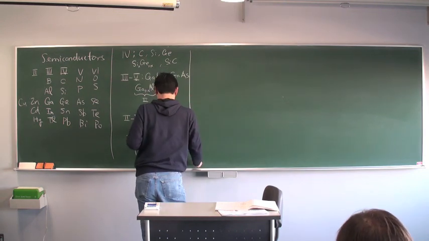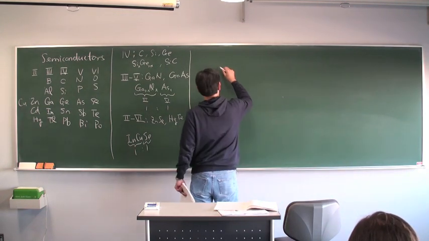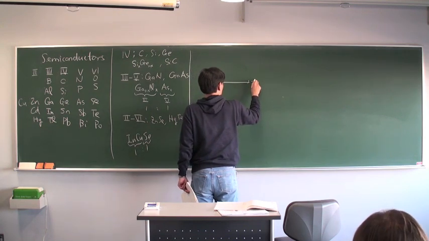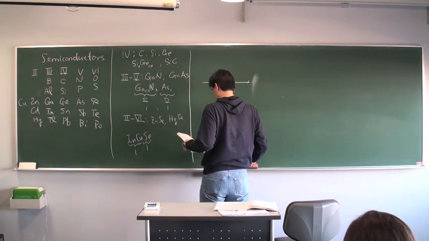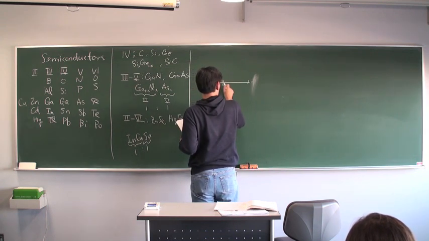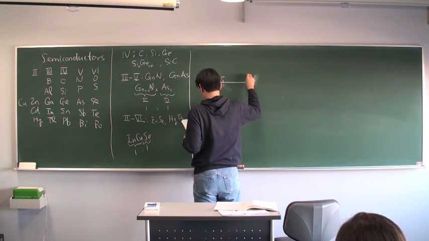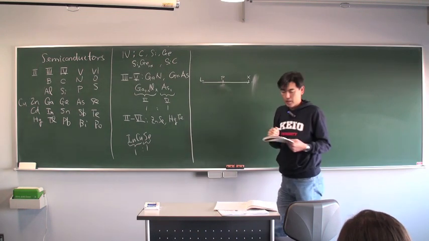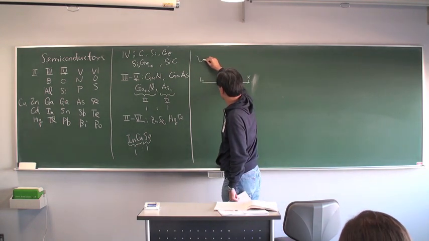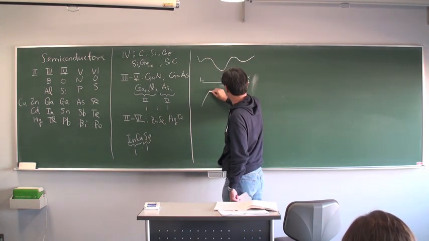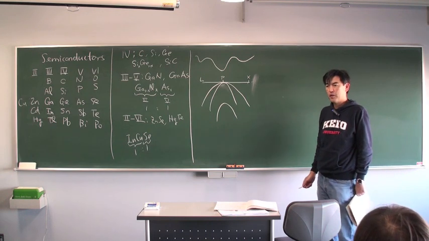So now I'm going to talk about the band structure. We have already discussed the difference in band structure. Here's k-space. To be more precise, this is 0, this is the gamma point, this is towards X, and this is towards L in a reciprocal lattice, reciprocal space, and you can do something like this. Now you have an idea of what I'm drawing.